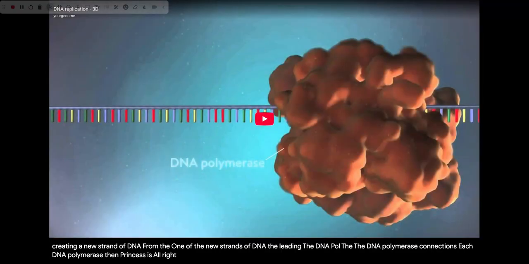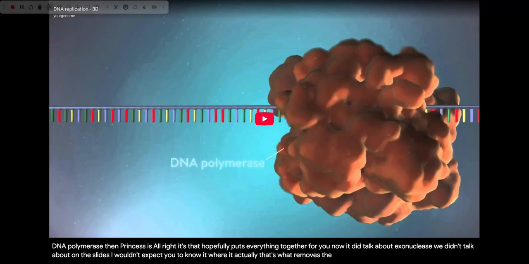All right, so that hopefully puts everything together for you. Now, it did talk about exonuclease. We didn't talk about it in the slides, but I expect you to know it: that's what removes the RNA primers.